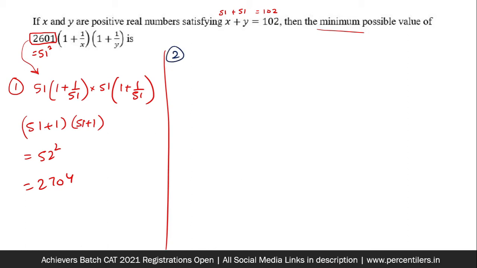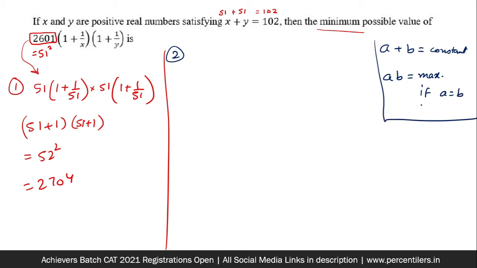Okay, before getting to this solution, I want to tell you that if the sum of two numbers is constant, like here it is given x plus y is equal to 102, a constant, then a into b will be maximum if a is equal to b. There is no exception to this rule. This can be proven by the concept of arithmetic mean always being greater than or equal to geometric mean, etc. But let's not get into that. We'll stick to this only. a into b will be maximum if a is equal to b.